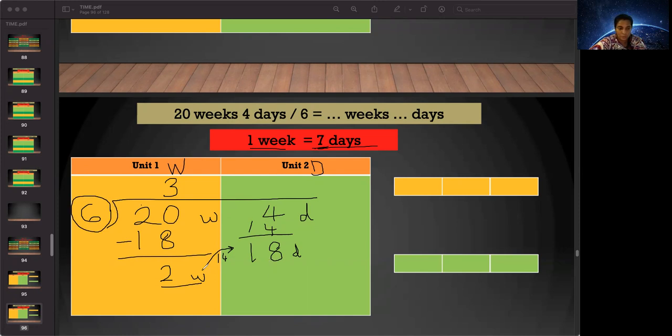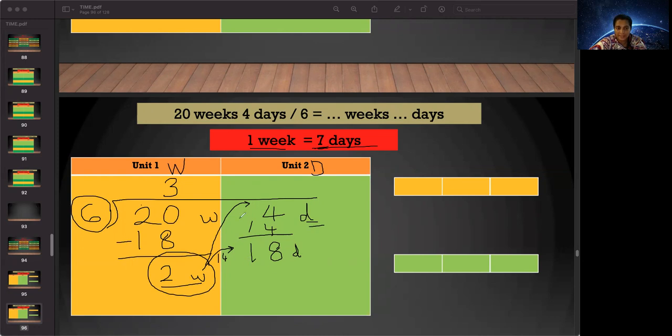Okay, so you have this remainder of 2 weeks. You take it over, you bring it over, you exchange it to the number of days. So if 1 week is 7 days, 2 weeks is 14 days, you add it with your 4 days that you have here, and now you'll have 18 days.